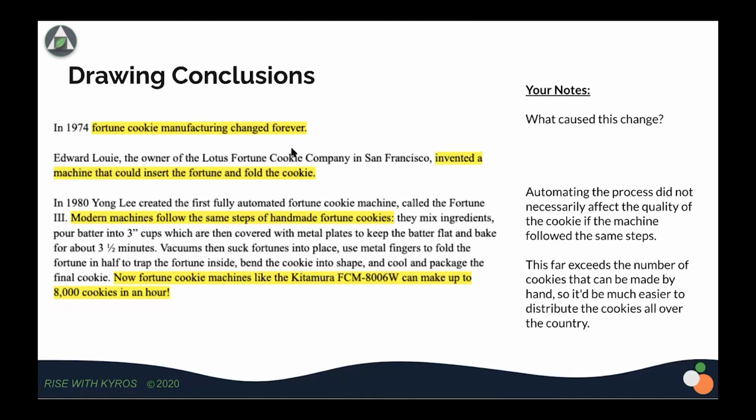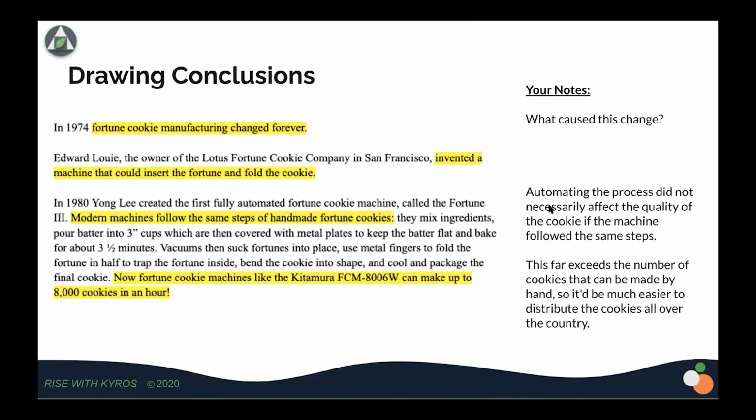So in this case, the topic is the fortune cookie. In the first sentence, it talks about how fortune cookie manufacturing changed forever. So in your mind, you can think, what caused this change and what exactly is the author trying to convey? In the next sentence, it talks about how Edward Louis invented a machine. That sets out what the piece is going to be talking about. And then it goes on to talk about how modern machines follow the same steps as handmade fortune cookies.